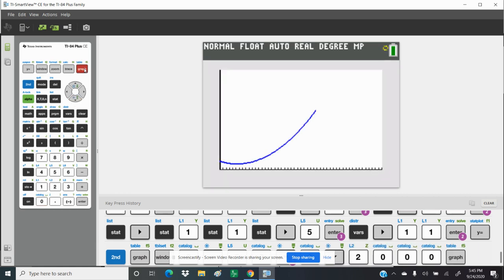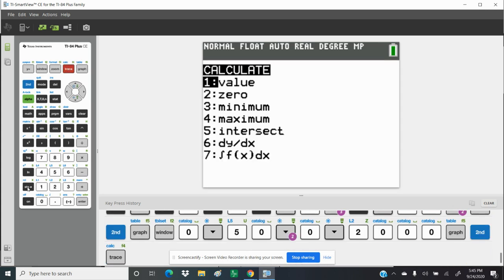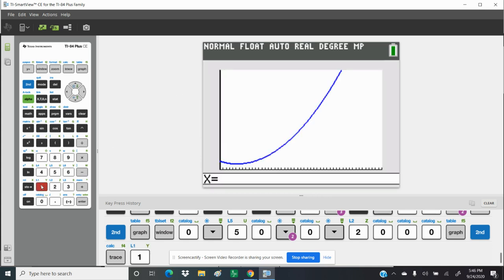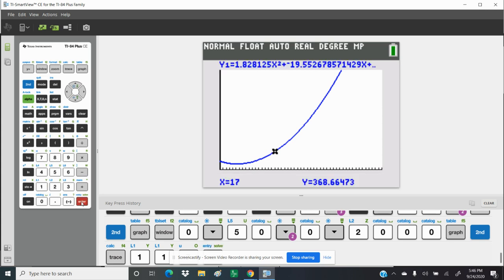And if I graph it, the other thing I can do if I go to second calc or trace, I can hit number 1, which is value. And it'll say X equals, and so I can type in 17 and then hit enter, and it will tell me what my Y value is. And you see at the top, I have a lot more decimals than you had in your calculator. So that's going to give me a more exact answer than if you had used the rounded equation.